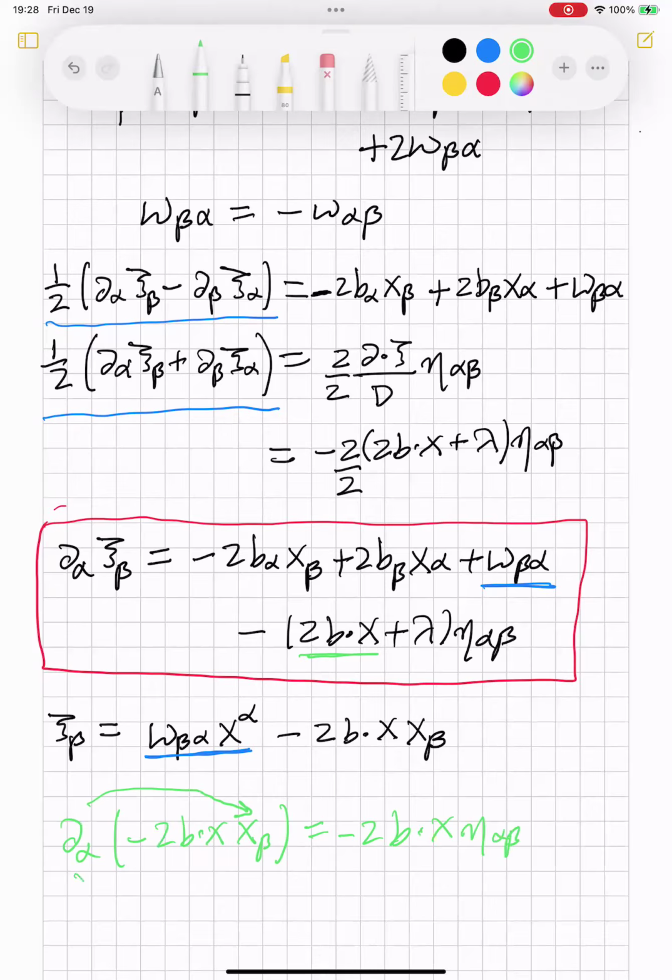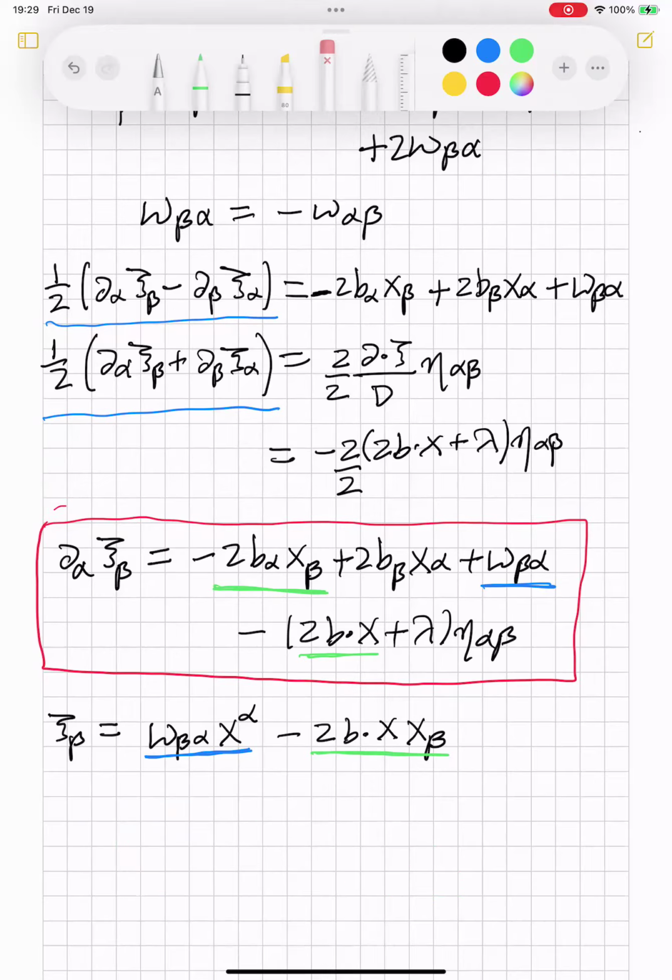But this d alpha can also hit that x sitting over there. And when we hit that x sitting over there, you get minus 2b alpha x beta. So this also corresponds to that green term over there. So these two green terms combine and they integrate to the green term that I put inside zeta beta. Good. Okay, let's continue. I'm just going to erase this now.